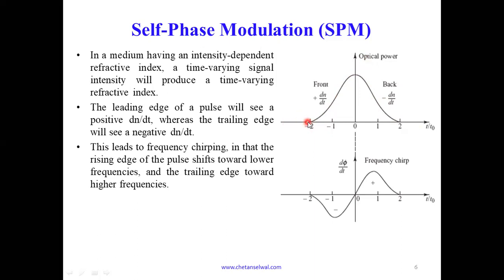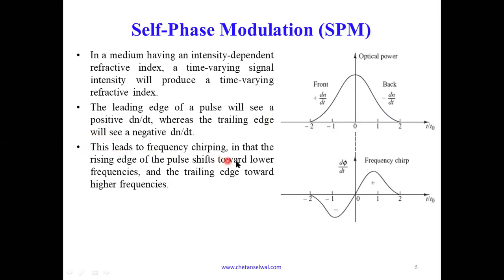When power is constant, the refractive index is also constant. When power changes, the refractive index also varies. When again power becomes constant, the refractive index becomes constant. Again, when power changes, the refractive index also changes. So on this leading edge of the pulse, the refractive index variation dn by dt would be positive, and on this trailing edge, the refractive index variation dn by dt would be negative.